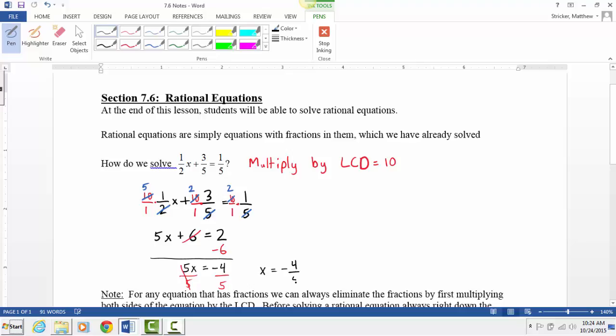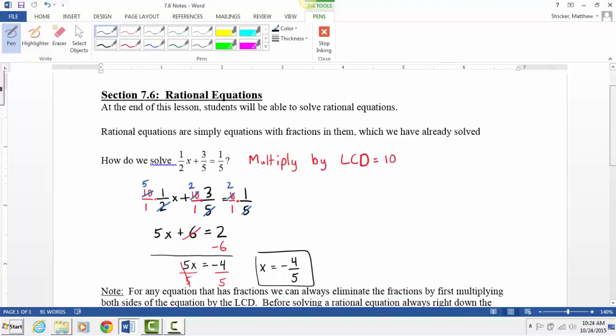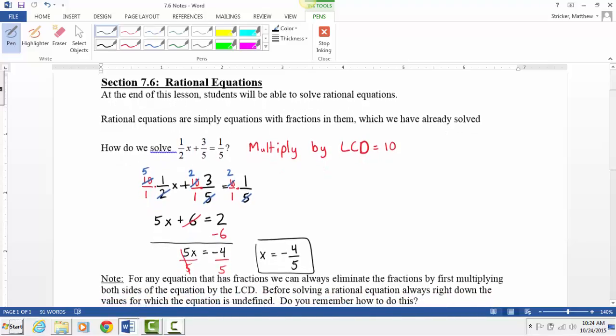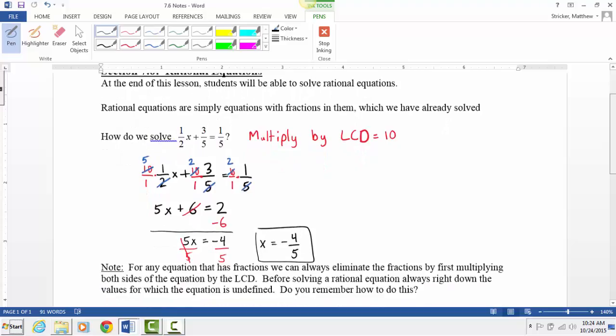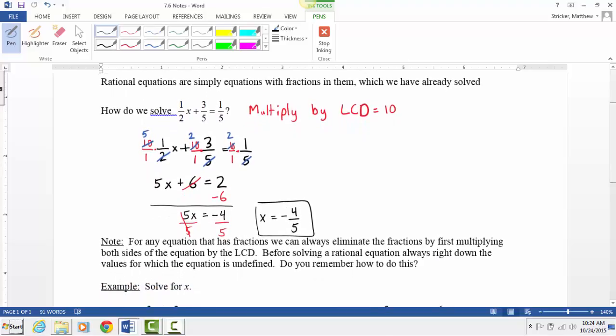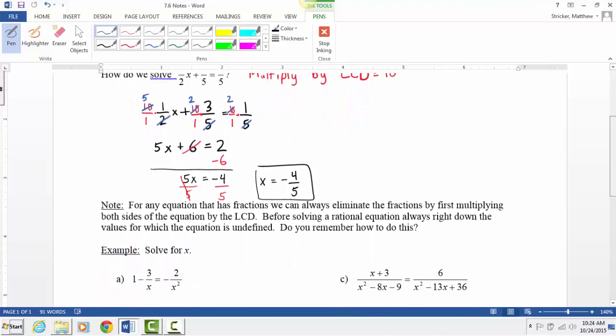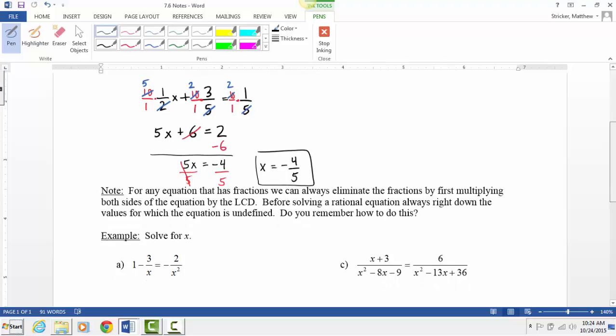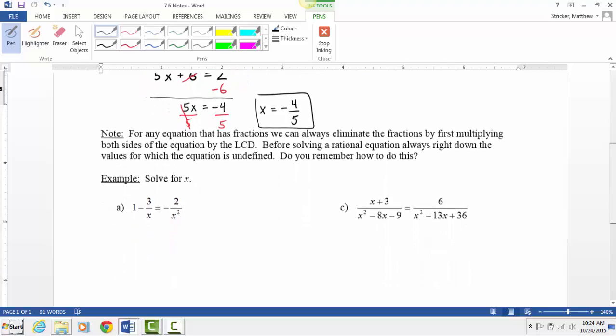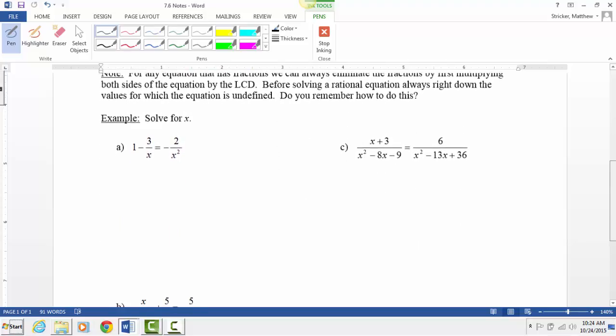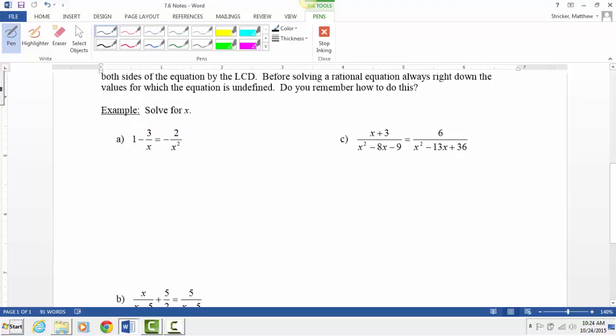This is something we've done before, and we're not really doing anything new in this chapter. All we're doing is we're continuing to do that same idea, and we are going to do it with just some more complicated equations. So if we take a look at example A here, we want to multiply by the least common denominator. And what is that in this case? What's the least common denominator here?